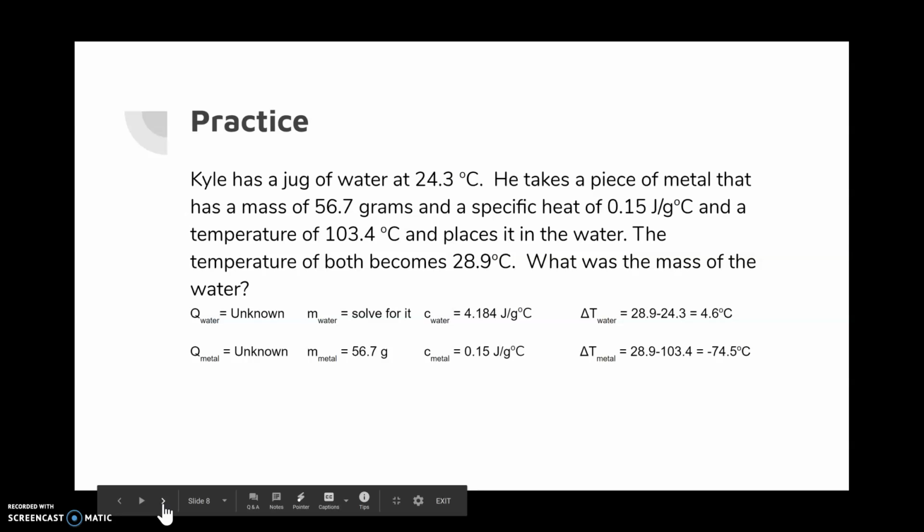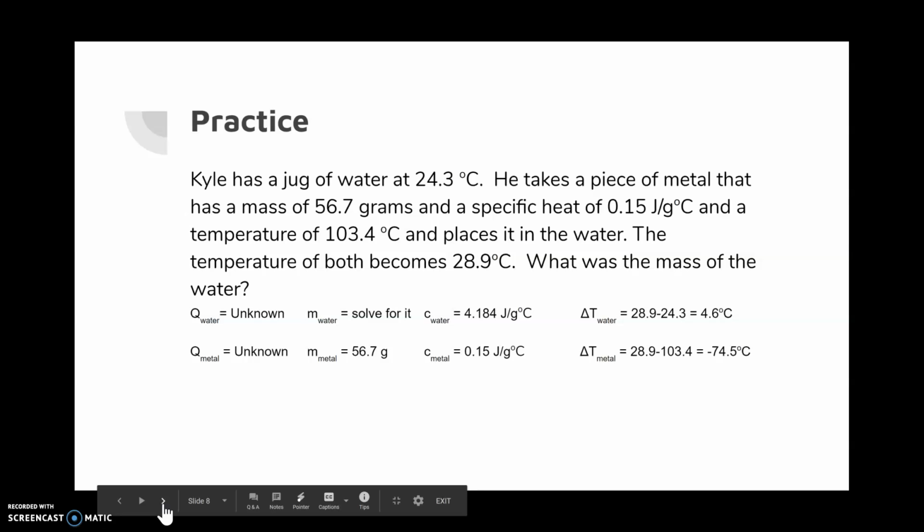I know that I've already written down what each of the quantities are that correspond with these variables, but I want to take this slowly. So, pretend that I've just written out the variables for the water and the metal. Now I'm going to read the problem again, and I'm going to identify each of those variables. So Kyle has a jug of water at 24.3 degrees Celsius. This is Kyle's initial temperature for the water, 24.3 degrees Celsius. He takes a piece of metal that has a mass of 56.7 grams. This is my M metal, 56.7 grams, and a specific heat of 0.15 joules per gram degrees Celsius. This is my C of the metal, and a temperature of 103.4 degrees Celsius. They've also given us the initial temperature of the metal, 103.4 degrees Celsius.